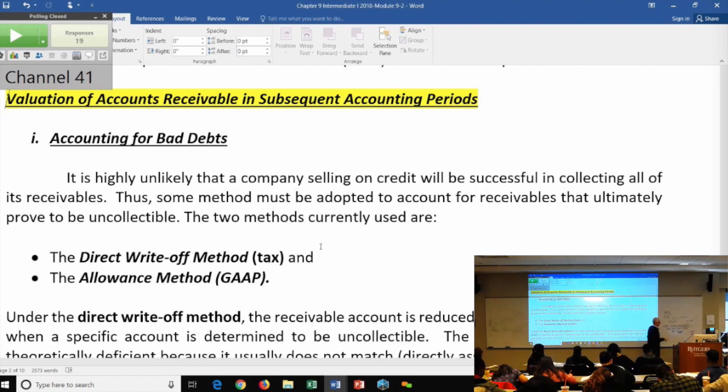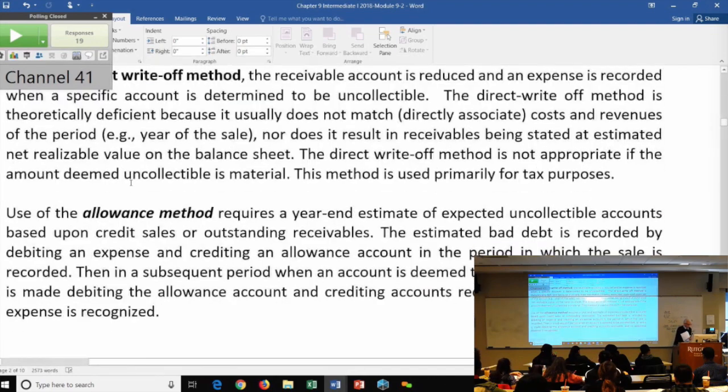So the direct write-off approach is a tax approach. So we use this primarily for tax. Now, would you ever see it in practice or in business? Maybe, if it's immaterial or insignificant. If not, you'd have to use the allowance.